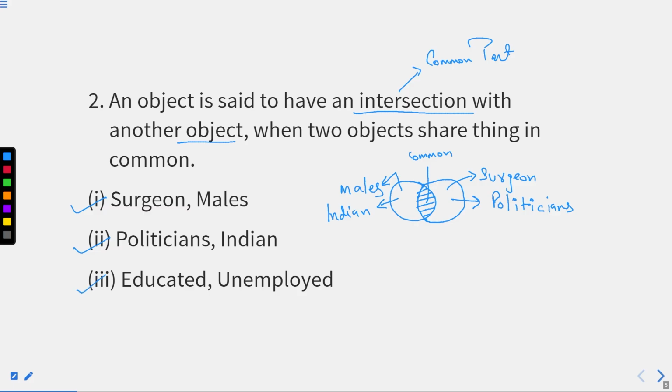Now if we look at the third part, which you can relate to much better, right? Let's say this part represents educated people, and this part represents the unemployed. You know that in India the employment ratio is very low. There are many unemployed graduates. Those who are graduates are educated, right? There are a few of them who got a job. There are a few of them who are not able to get any employment.